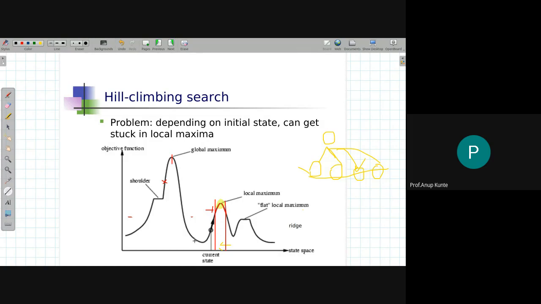The other important thing that we discussed last week also, I'm discussing again because it is very important to know, is called a shoulder.